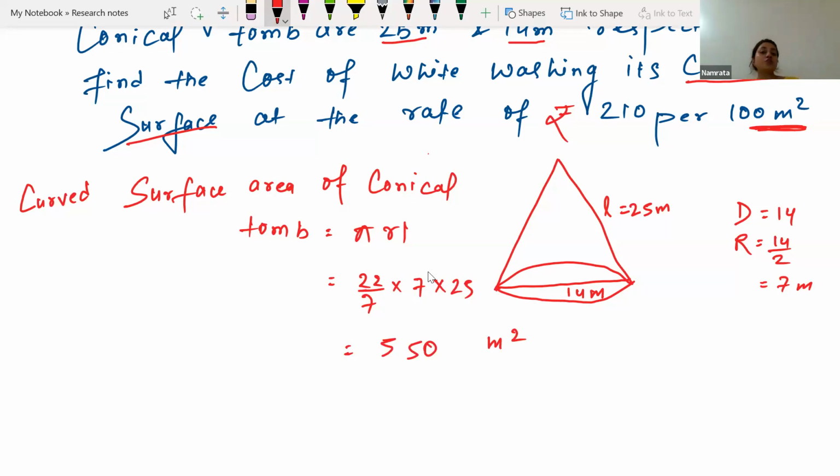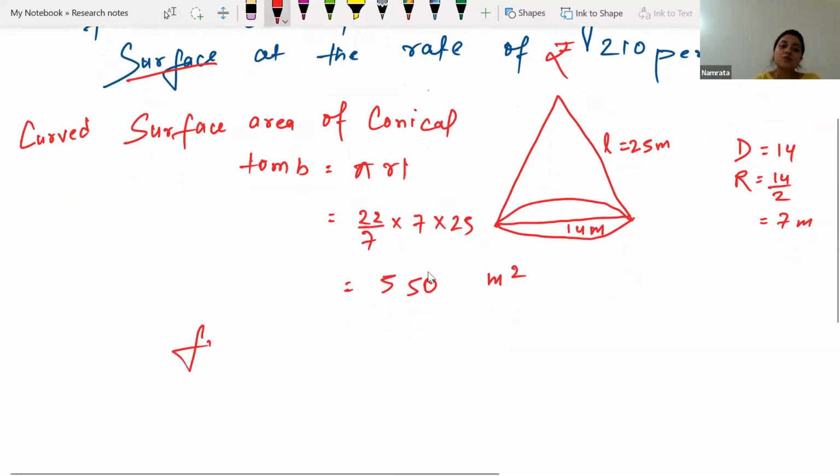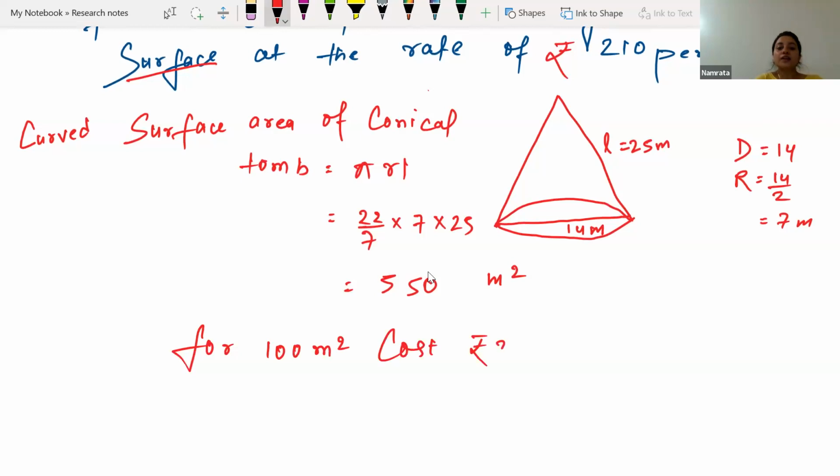We have to find the cost of 550 meter square. And what cost is given? The cost of 100 meter square is given. I told you that whenever the cost of 100 things is given, you must think about the cost of one thing, and then according to your requirement, you will buy the stuff. If you need 550 pens, you will buy them once you know the price of one pen. So for 100 meter square, the cost is ₹210. We will find it for 1 meter square at first, because then we will be able to decide the total cost of our requirement, that is 550. So the cost of 1 meter square will be 210 divided by 100.